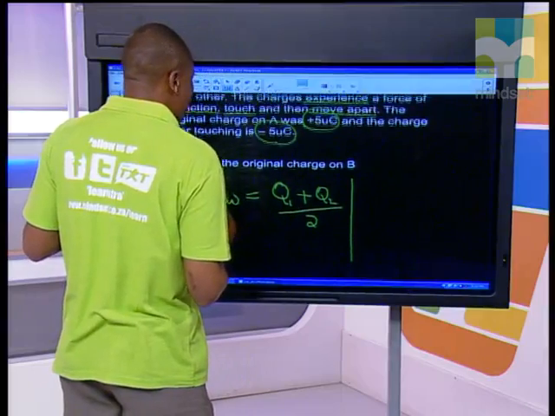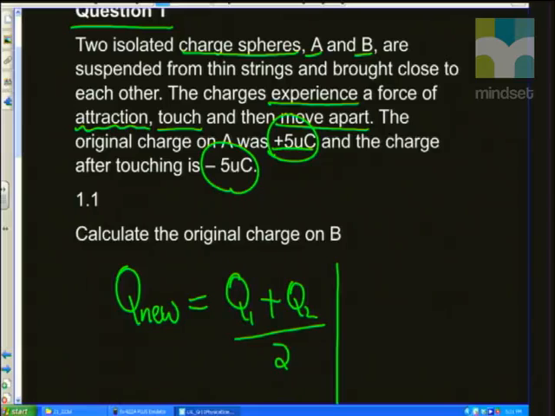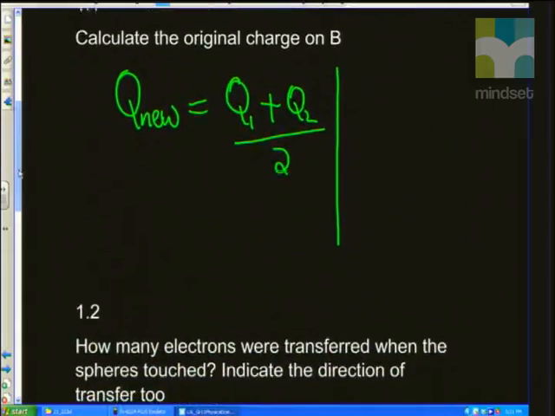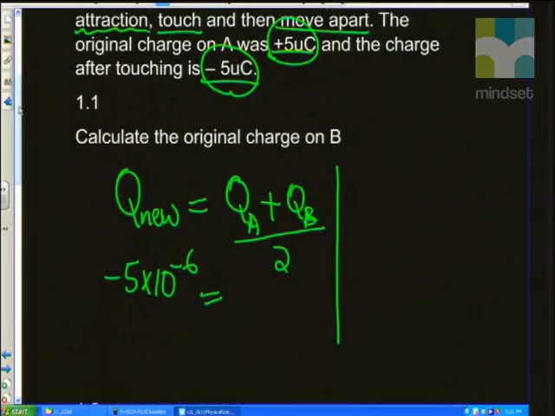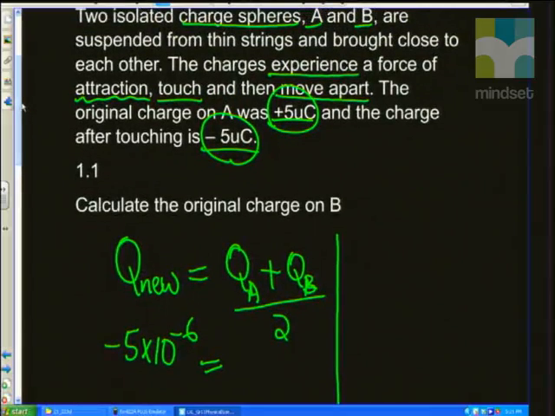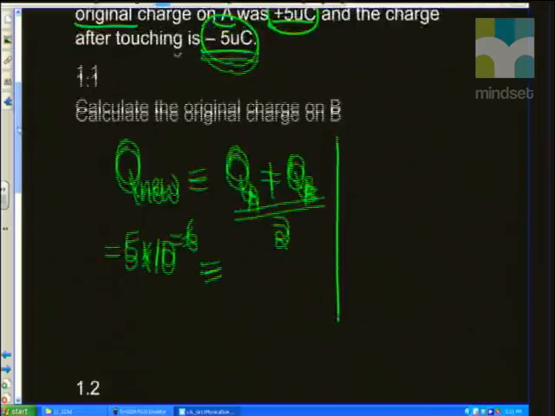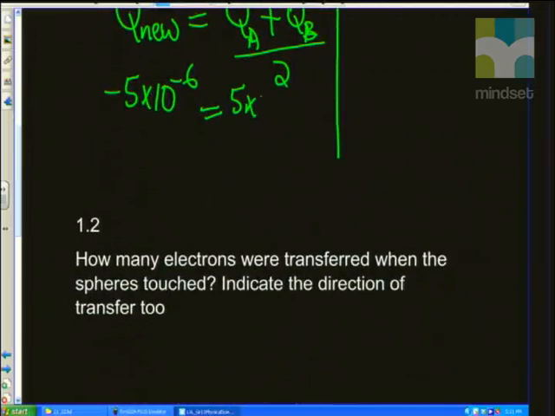Now, the original charge on A was 5 and the charge after touching is minus 5 microcoulombs, it means the new charge is minus 5 multiplied by 10 to the power minus 6. That's the new charge. So let me change here and call them QA and QB, because the question is very specific. It refers to them as charge on A and charge on B. Other information from the question is that the original charge on A was plus 5 microcoulombs, so it's 5 by 10 to the power minus 6, then plus the charge on B, which is what we are looking for, divided by 2.